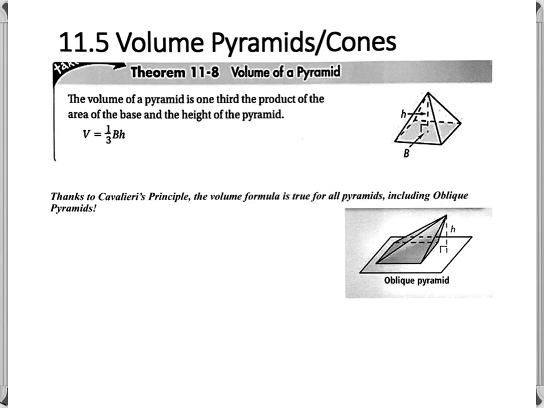11.5 Volume of pyramids and cones. The volume of a pyramid is 1/3 the product of the area of the base and the height of the pyramid. So it's a lot like prisms and cylinders, except this time you're multiplying by 1/3. 1/3 base area times height of pyramid.